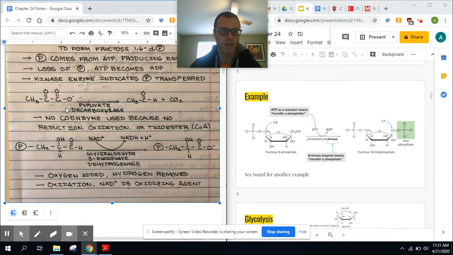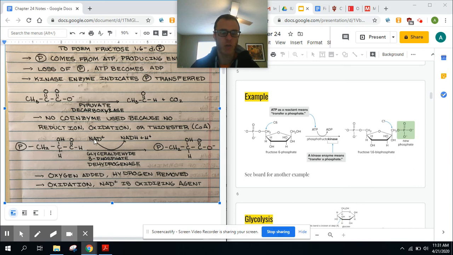Here we go, this is an enzyme-catalyzed reaction. We have pyruvate here, super important from the citric acid cycle, and pyruvate decarboxylase. So we remove a CO2 and we add a hydrogen. No coenzyme is used because there's no reduction, oxidation, or thioester. We don't have to worry about that. Here we have our phosphate group out here, and glyceraldehyde 3-phosphate dehydrogenase. That's a mouthful for an enzyme, but don't worry, we're not drawing it.